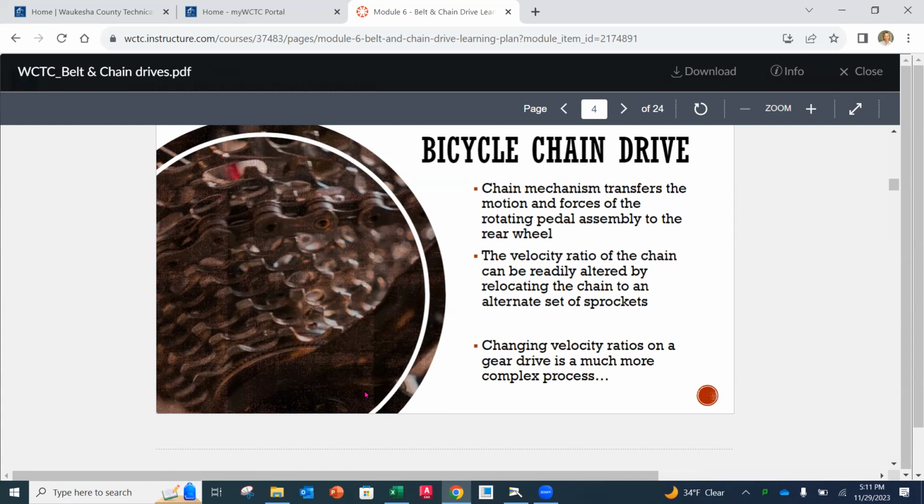So the velocity ratio of that chain can also be altered by changing the gears. It just shifts that chain or pushes it back and forth along the gang, if you would, of sprockets that we would have on either the front and/or the back, right? Changing those velocity ratios is going to be much more complex on a gear drive than it would be on a chain drive. So we end up using something more simplistic for a bicycle as opposed to something like a transmission in a vehicle, okay?